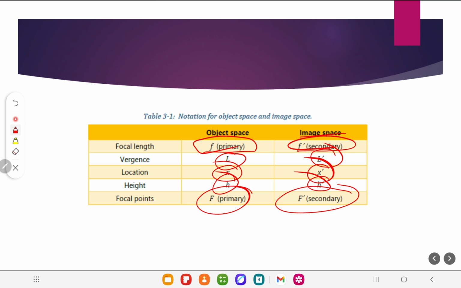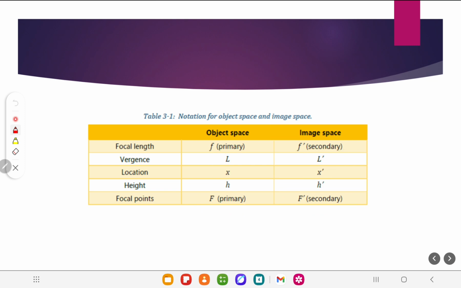You always see these things in your optics textbooks and videos, but people don't really know why we use a dash and why we don't. So it's really important to understand the difference between object space and image space. In image space, we always use a dash, and in object space, we don't use a dash.